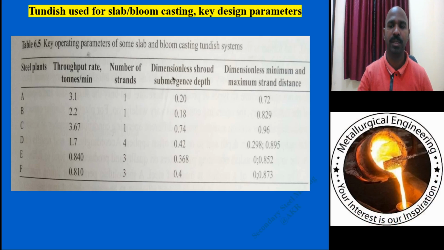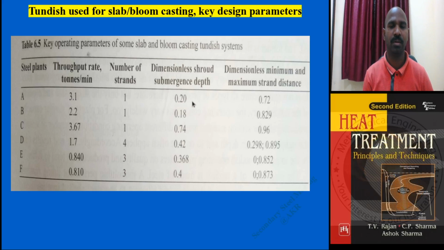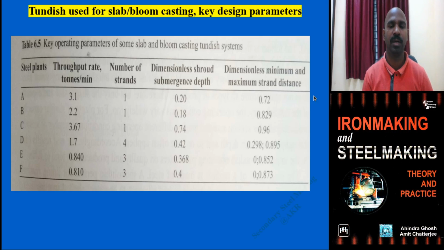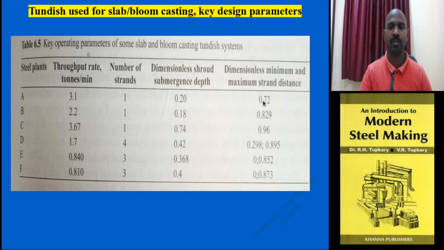This is why it is called dimensionless; it is constantly maintained. If it is 0.2 meter, it will be 0.2 meter for all the distances, depth and distance between one strand to another strand. After the mold, the strands are maintained constant. There will not be a fixed distance that you need to maintain, that's why a fixed dimension is not provided.